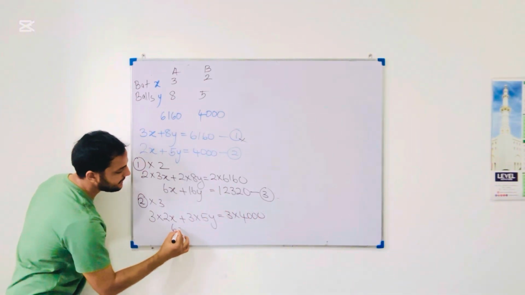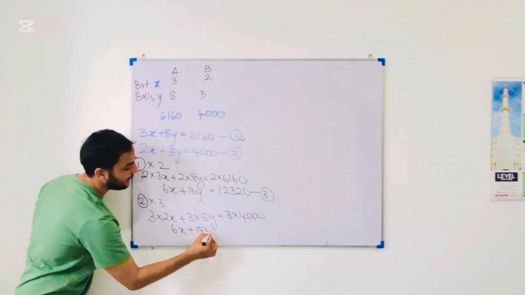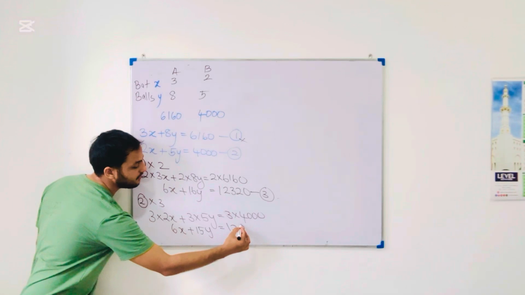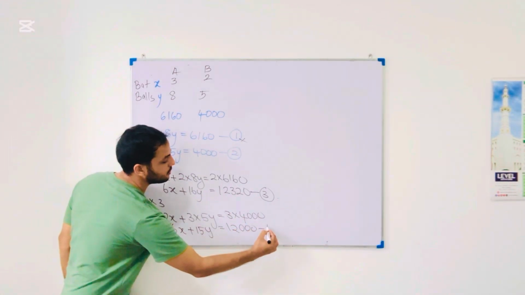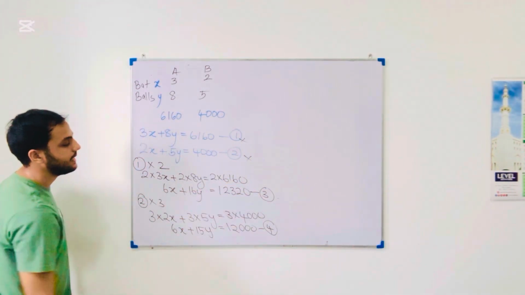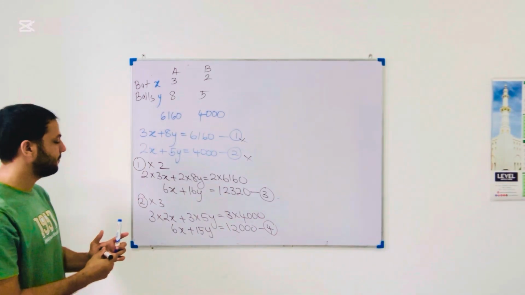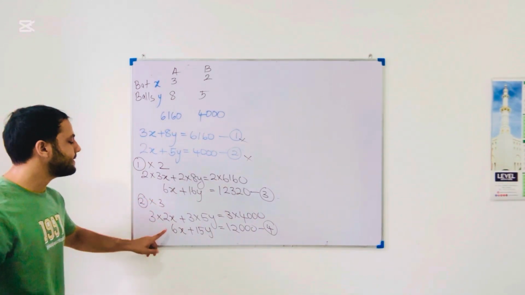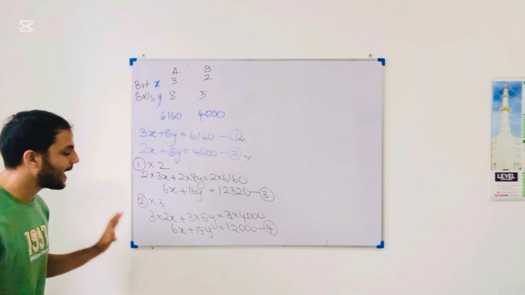Alright, so I have 6x plus 15y, that is equal to 12,000. Now I'll name this as my fourth equation. Now I no longer need the second one. I'll focus on the third and fourth. Right? I can clearly see here 6x and 6x. That is, I can remove the x now.